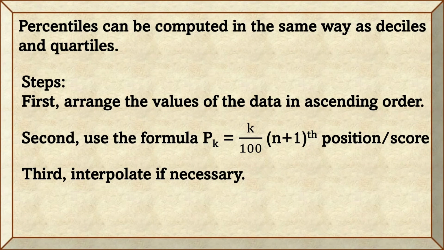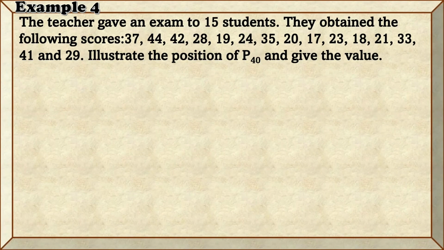Example number 4. The teacher gave an exam to 15 students. They obtained the following scores: 37, 44, 42, 28, 19, 24, 35, 20, 17, 23, 18, 21, 33, 41, and 29. Illustrate the position of 40th percentile and give the value.